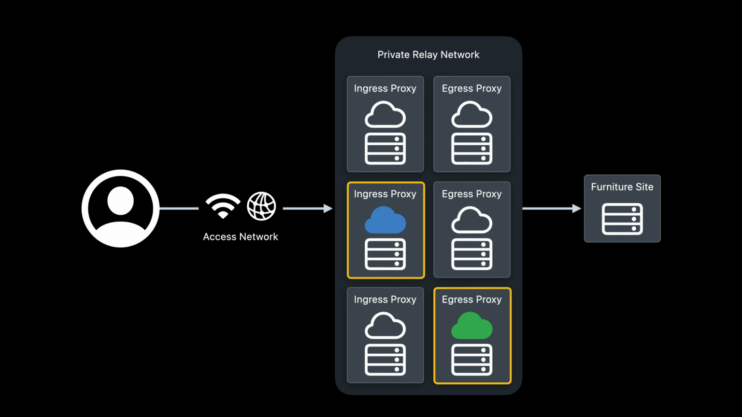First, when making a connection to Furniture Site, 2 different proxy operators in the Private Relay network are randomly picked so that no single operator has control or can see the whole picture.